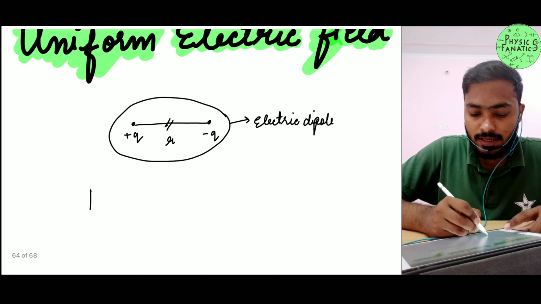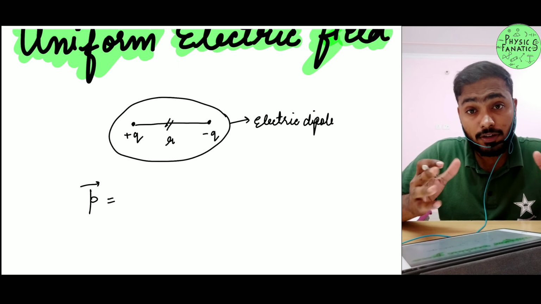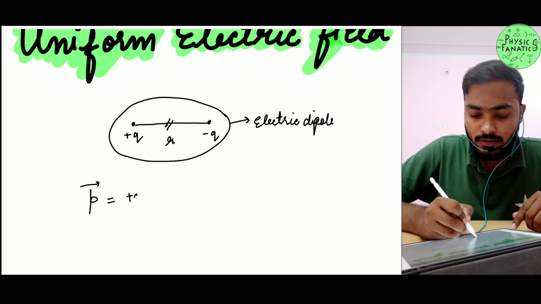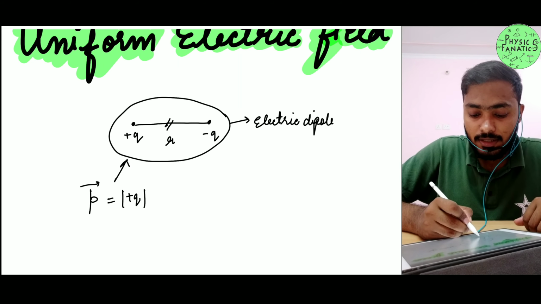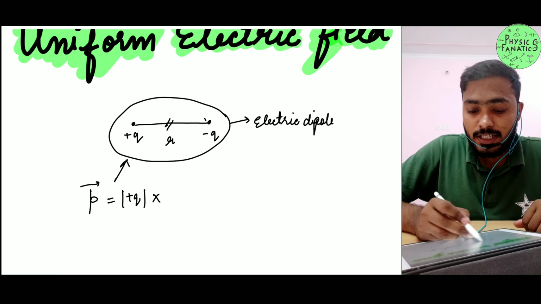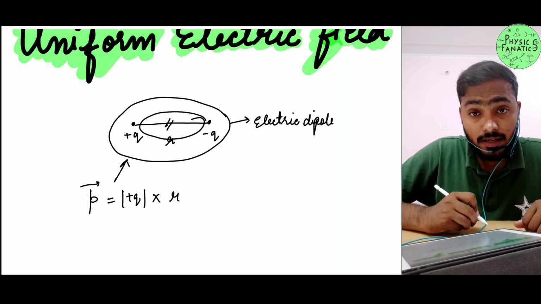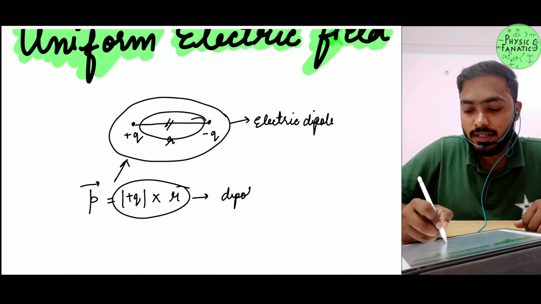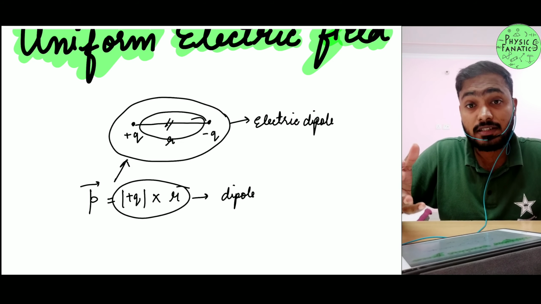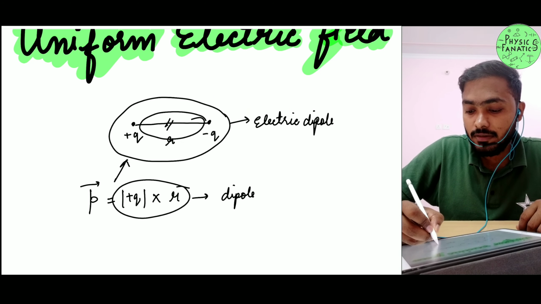Electric dipole moment was given as P, and it was defined as the magnitude of one of the charges, that is plus q, multiplied by the displacement vector. In this case the displacement vector is r, so q times r is your dipole moment. And dipole moment is obviously a vector quantity, so it must have a direction. The direction is always from minus q to plus q.